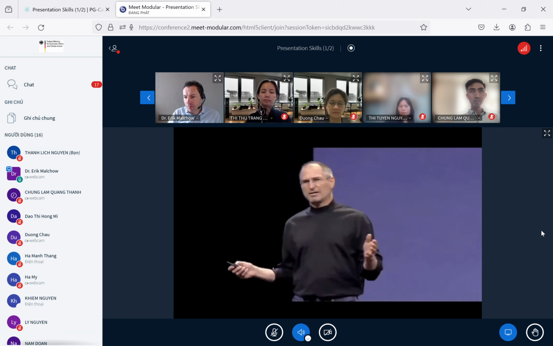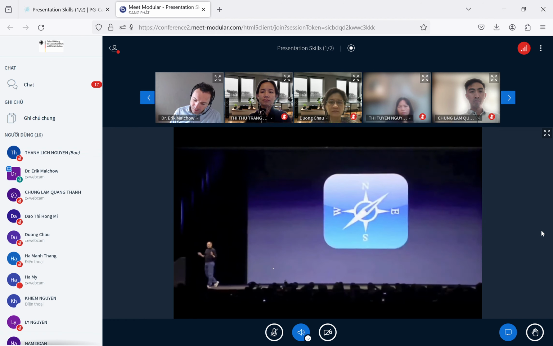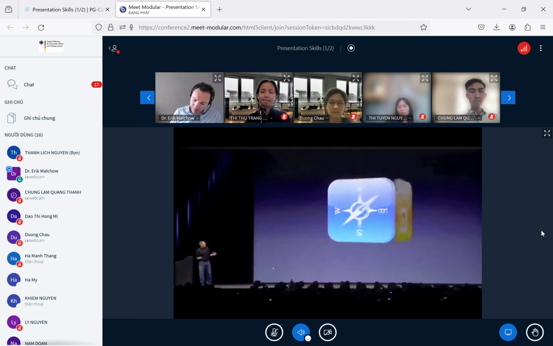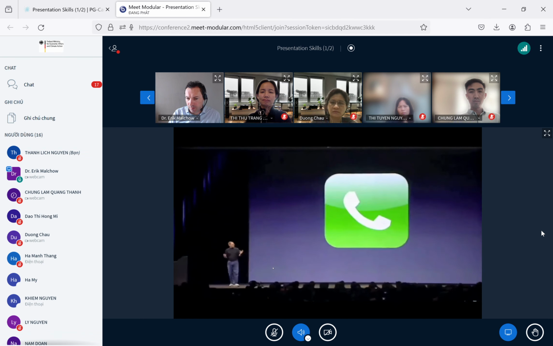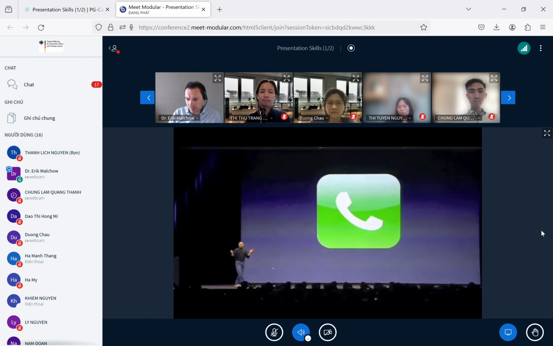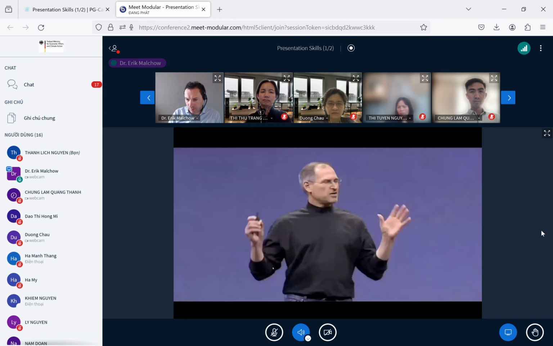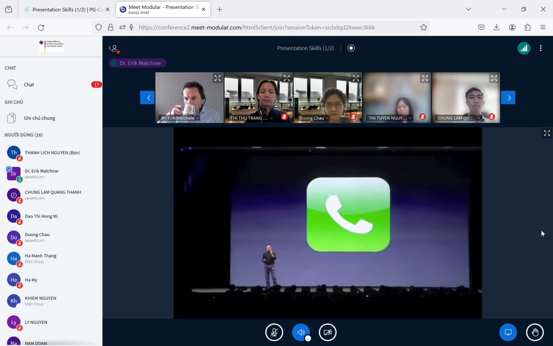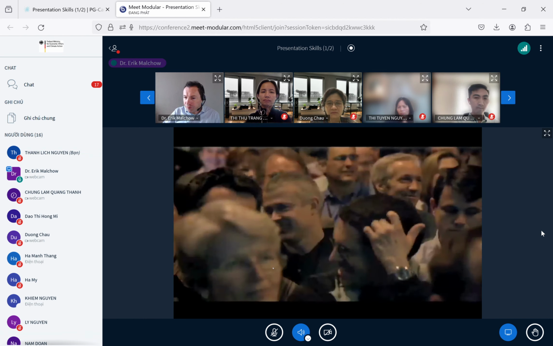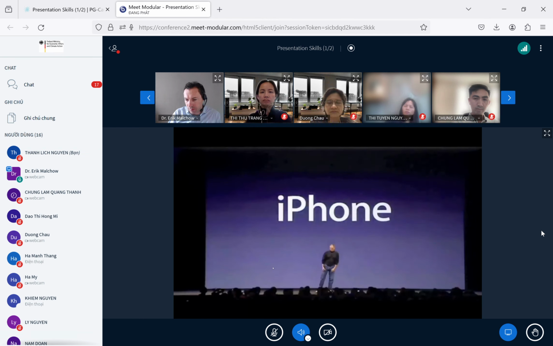An iPod, a phone, and an internet communicator. Are you getting it? These are not 3 separate devices. This is one device. And we are calling it iPhone.